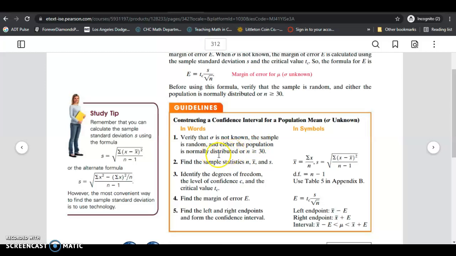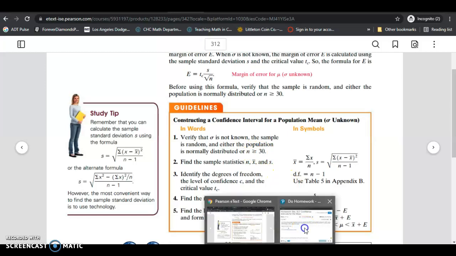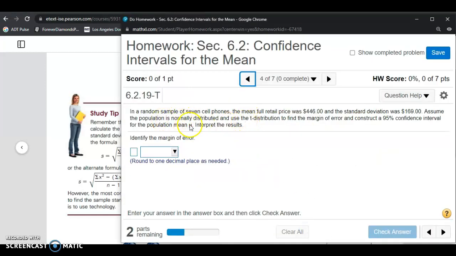And either the population is normally distributed or our sample size is sufficiently large, meaning that we have a sample size of 30 or more. If we read the problem carefully, we see that we have a random sample. It's a small sample, right? 7 is our sample size. Then it tells us the mean from our sample data, and the standard deviation of the prices of these cell phones in our sample, which is 169. And it does say assume the population is normally distributed.